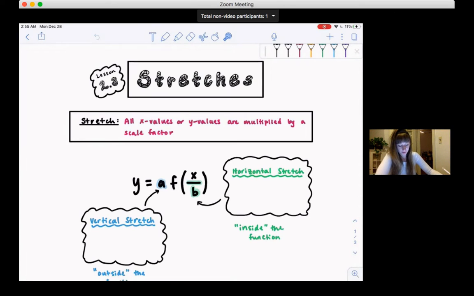Hey everyone, welcome to lesson 2.3 on stretches. So this is the last lesson of Unit 2.